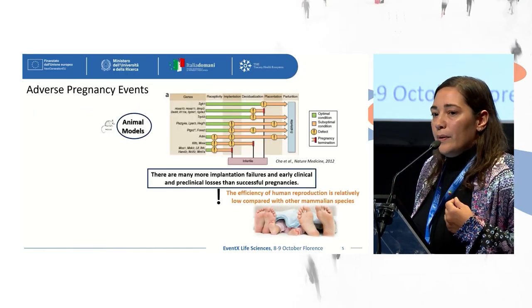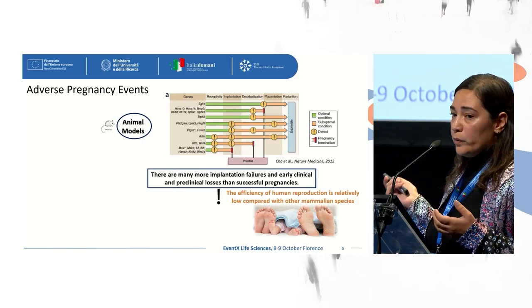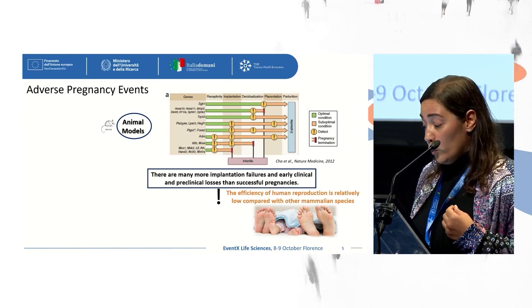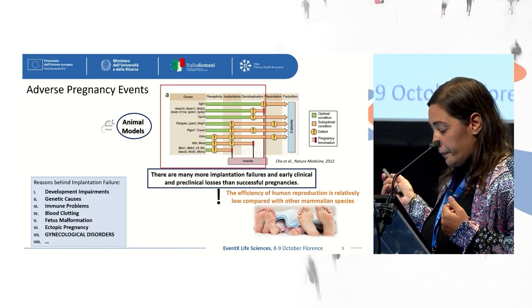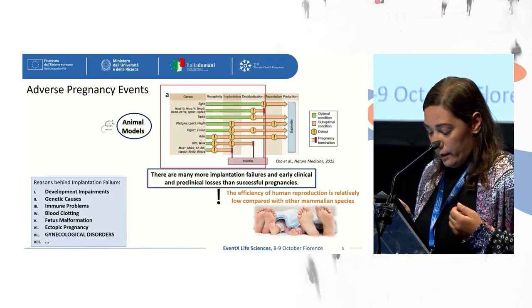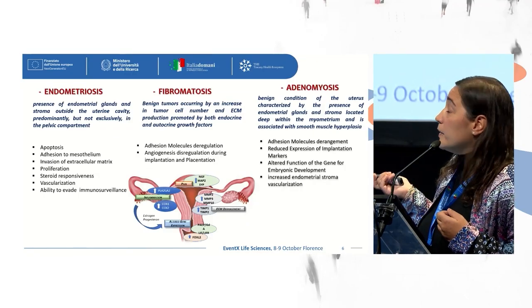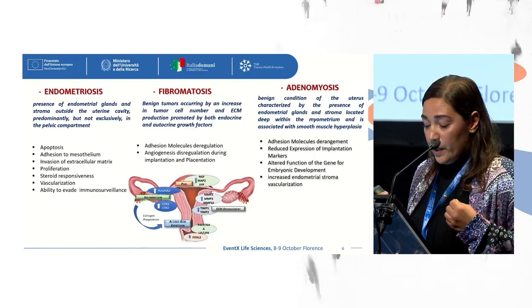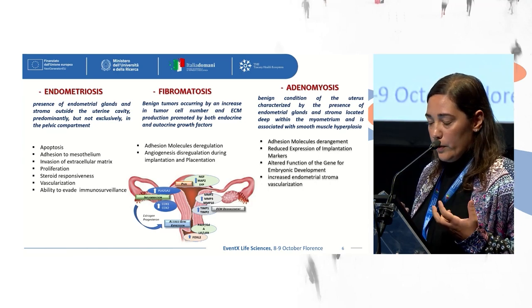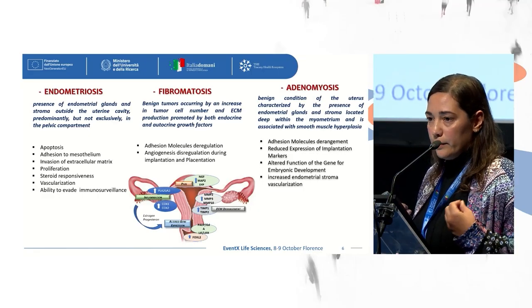There are a lot of things that can go wrong in this implantation, and this was already studied in animal models principally, and this is just to say that human reproduction is very low compared to the animals. There are a lot of reasons behind this, and it can be genetic causes or gynecological disorders. The ones that we are more interested in are endometriosis, fibromatosis, and adenomyosis. All of these conditions have in common a problem in the implantation process, and a disruption in the vascularization, so what concerns the endothelial part of the endometrium.